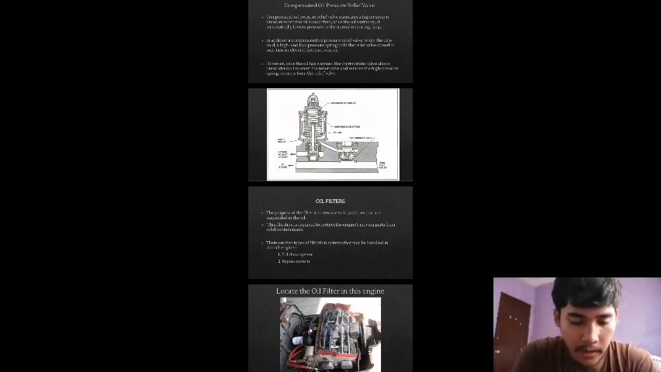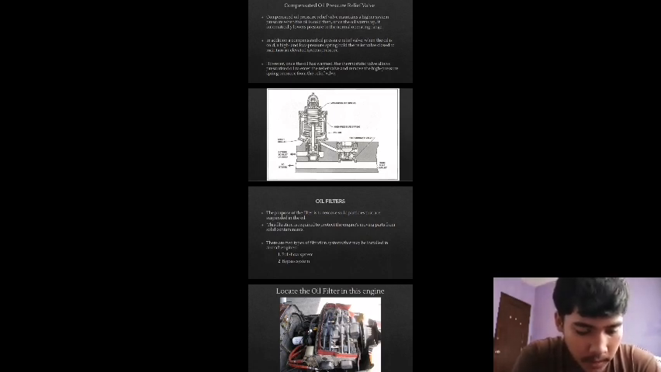Bypass or partial flow system. The filter is installed in parallel with the engine bearings. In this type of system, only about 10% of the oil is filtered each time the oil circulates through the system.